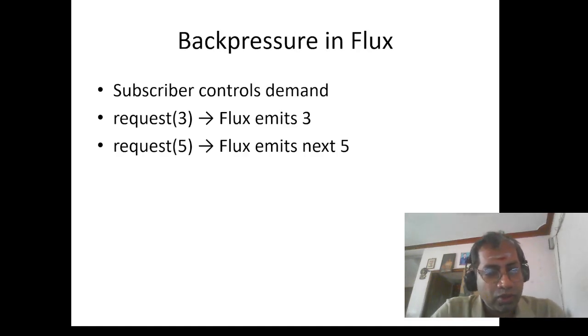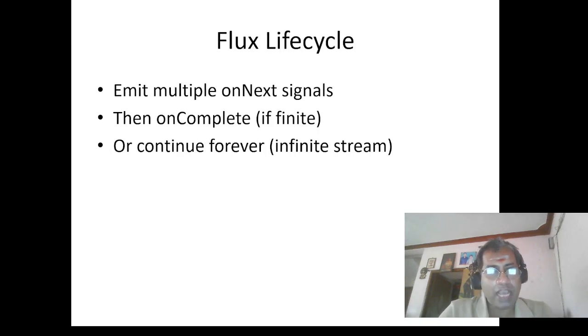Subscriber controls the flow. It can say, "Give me 3 items," right? Flux gives 3. Then "Give me 5 more," right? The Flux gives 5. This is called backpressure. That is what keeps the system stable.